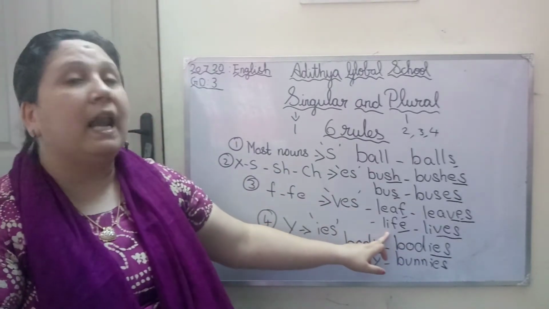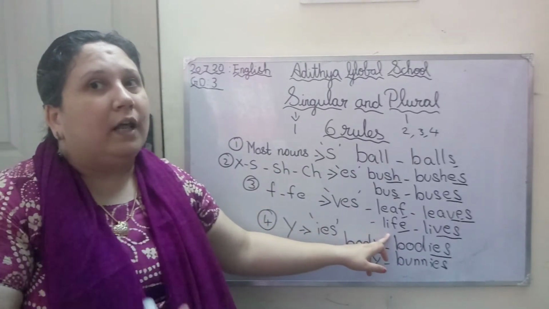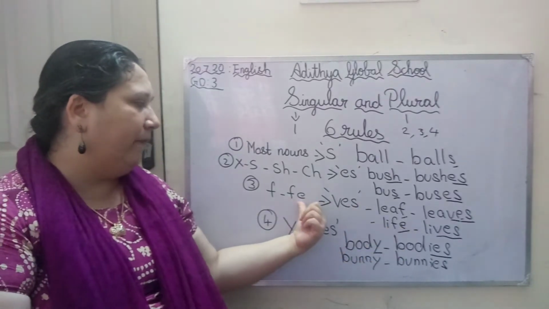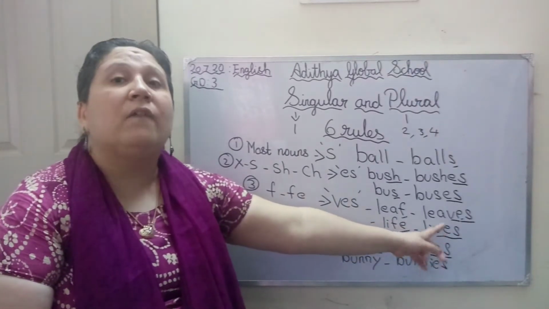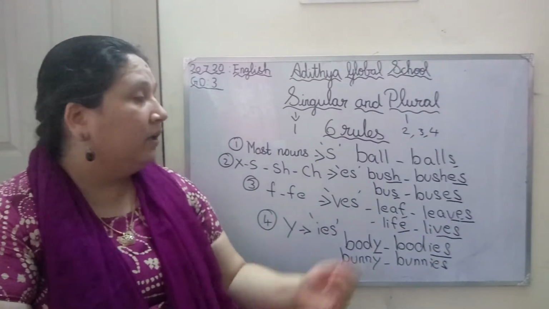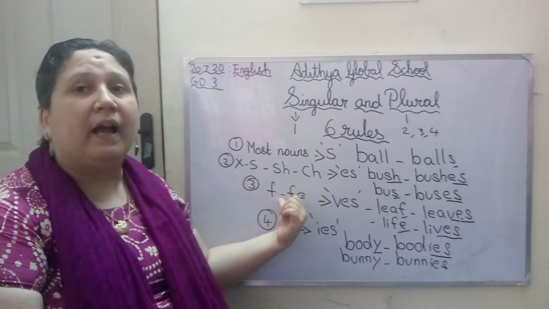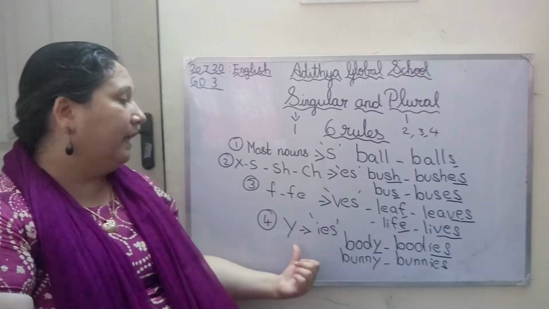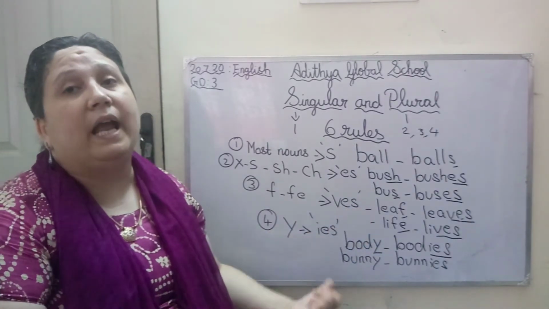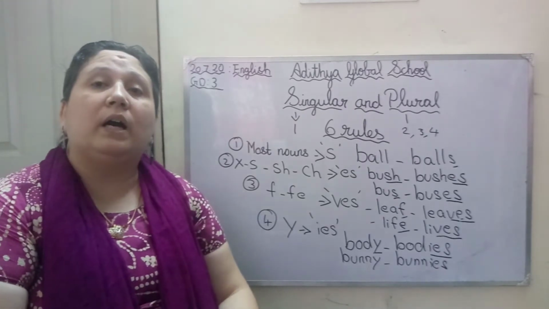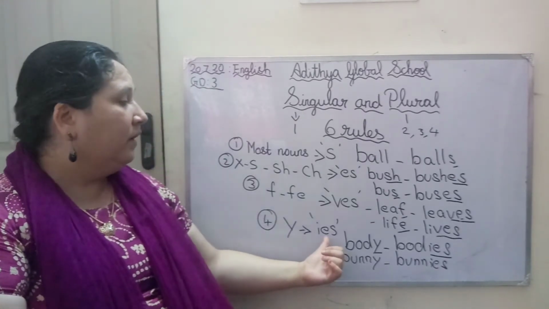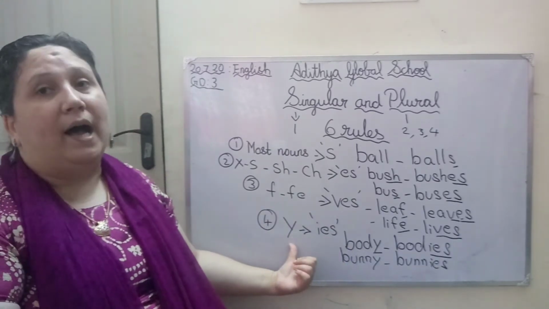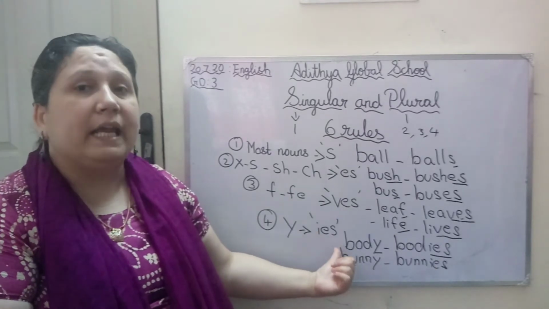The second one you see, life. You know what's a life now? We all are living a life now. So life is ending with F and E. Then we add VES. So when the word ends with F and FE, we add VES. And the next one, the fourth rule is when a word ends with Y. So when a word ends with Y, what did we use? We use IES. We have to remove the Y and add IES.